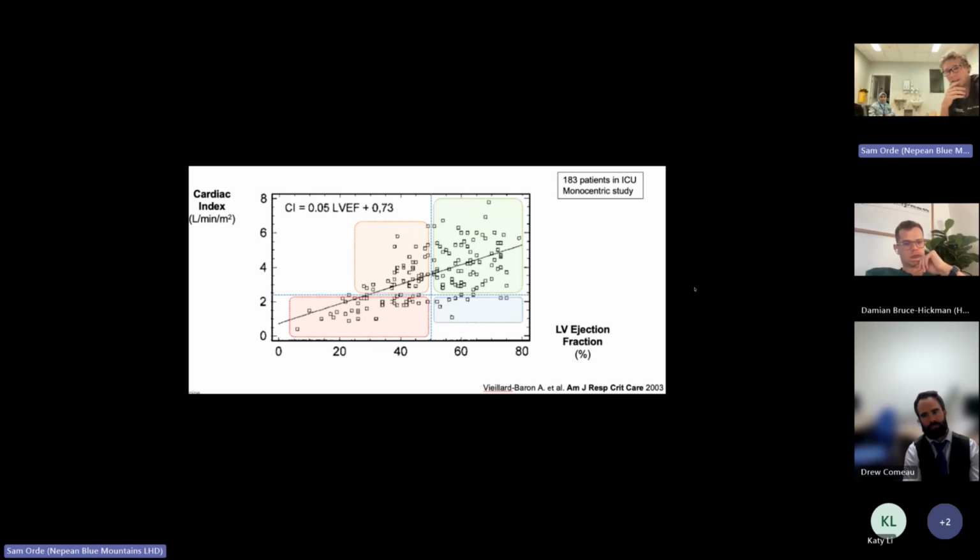But let's just talk a little bit about ejection fraction. So who's using this as part of their everyday reports? I put it into my reports. I sometimes wonder how useful it is in the critically ill, though.